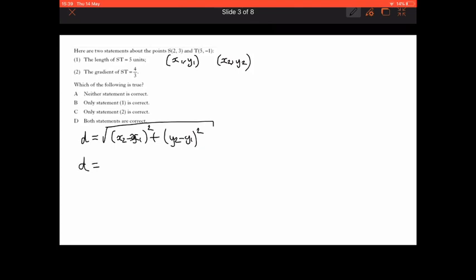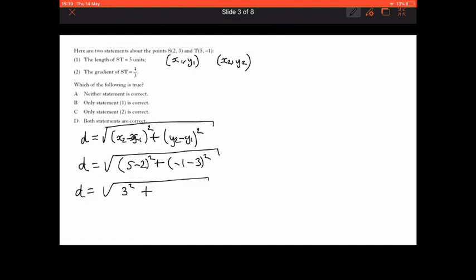And plugging in. So we end up with 5 subtract 2 all squared plus negative 1 subtract 3 all squared. And if we start to work that out, we end up with 3 squared in here and negative 4 squared here, which gives us the square root of 9 plus 16.